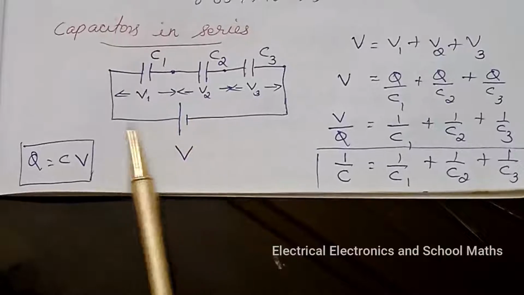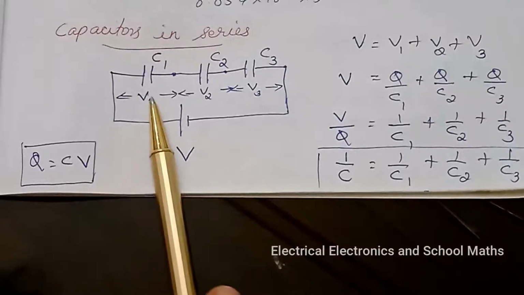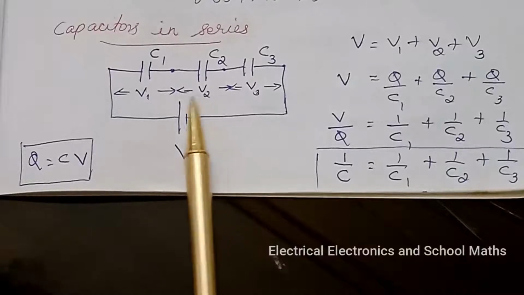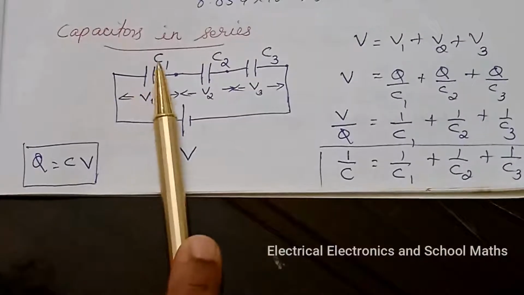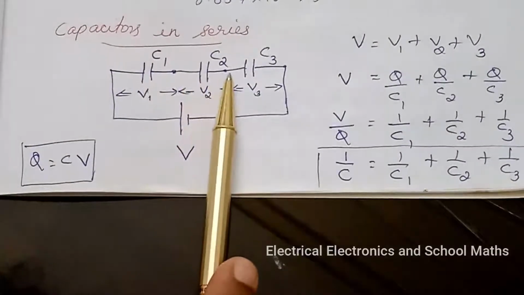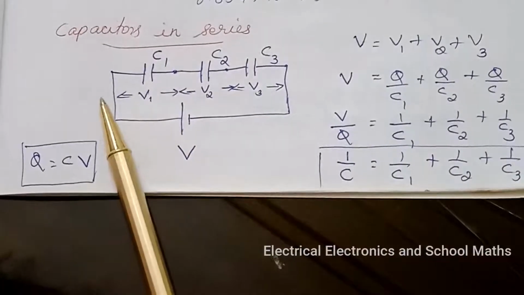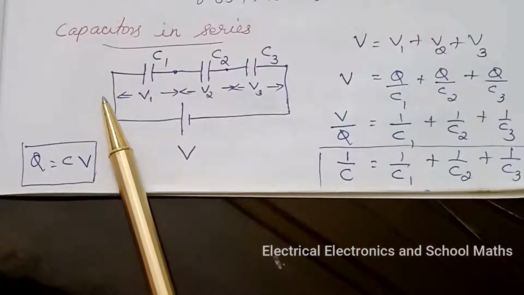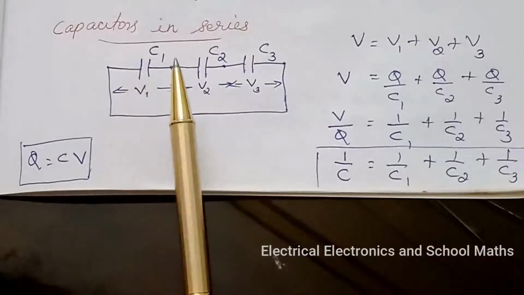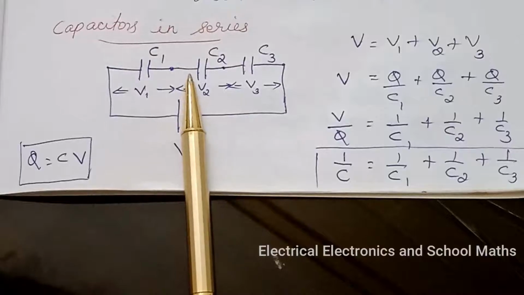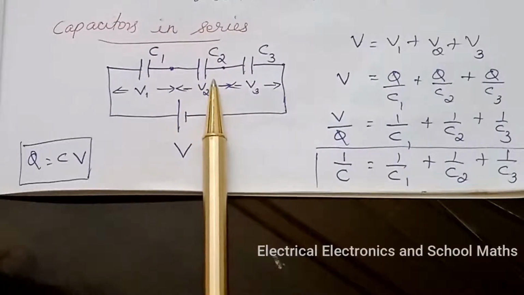Today let us study about series capacitors and parallel capacitors. First one is capacitors in series. Capacitors are said to be connected in series when the negative plate of one capacitor is connected to the positive plate of another capacitor.